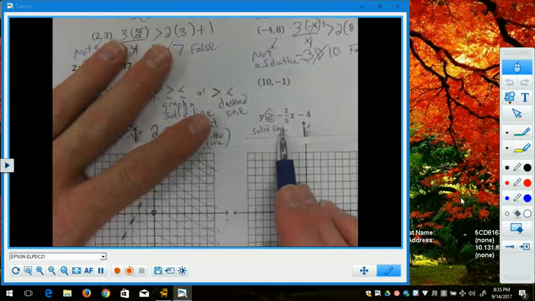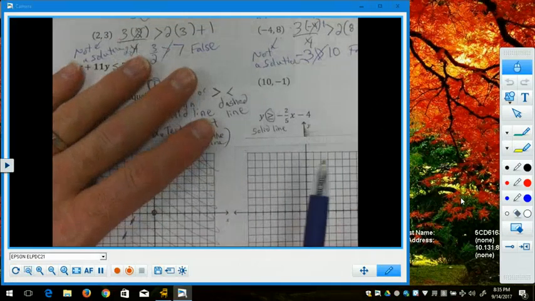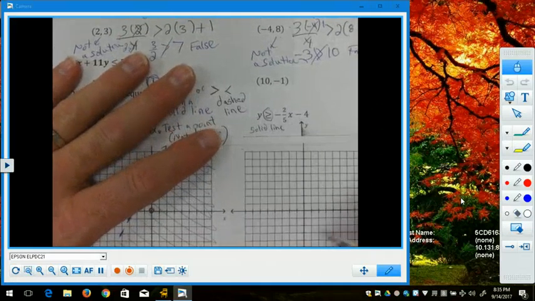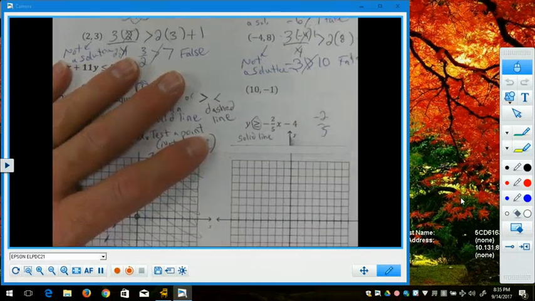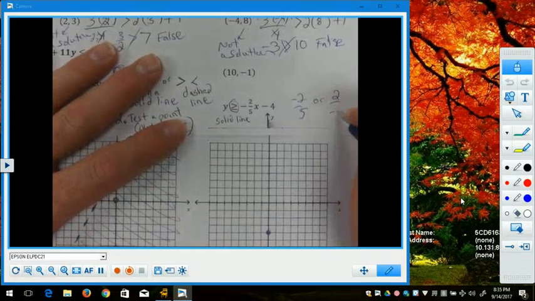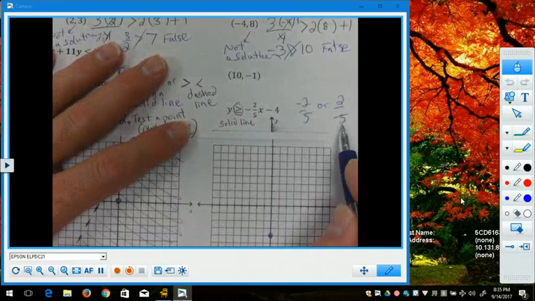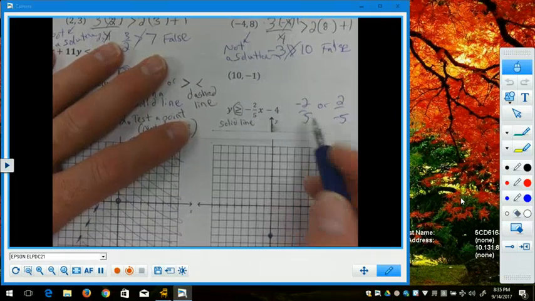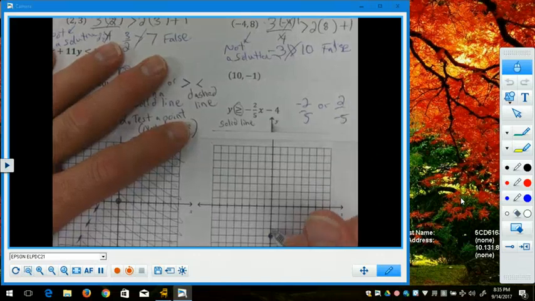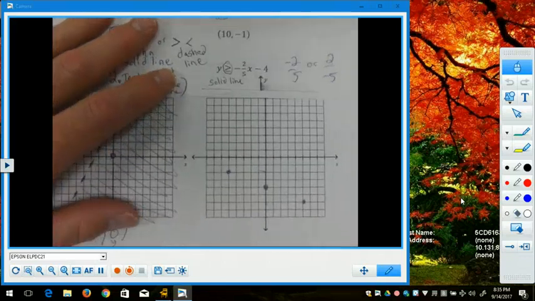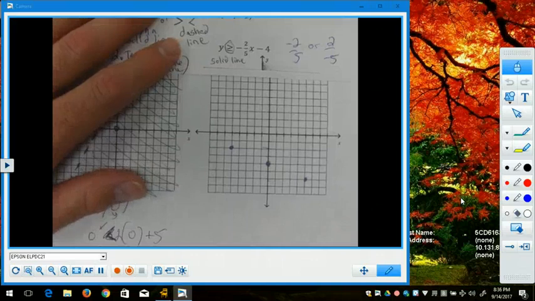y is greater than or equal to negative 2/5 x minus 4. And so again, it's in slope-intercept form. I'm going to start at negative 4. And negative 2/5 could be written as negative 2 over 5 or 2 over negative 5. So initially, I'm going to go down 2 and right 5. Down 2 and right 1, 2, 3, 4, 5. And then I'm going to go up 2 and left 5. 1, 2, 3, 4, 5. It gives me 3 points to graph for my line.